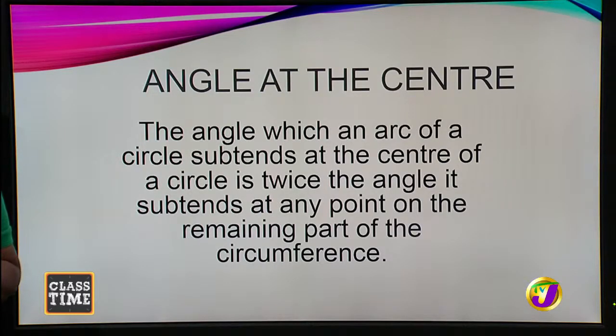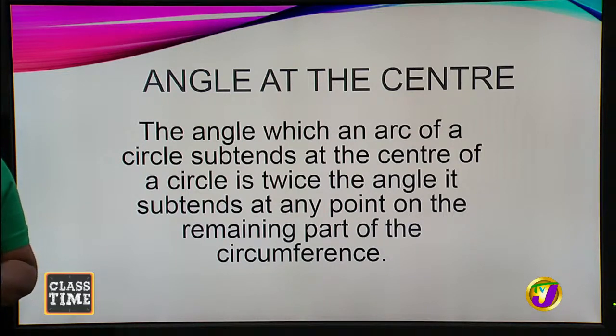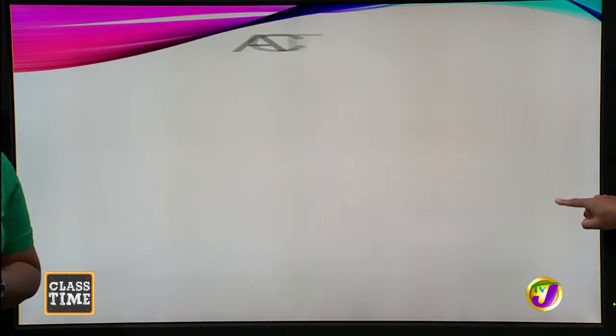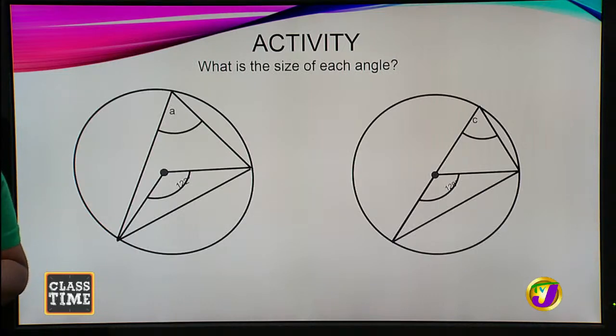And the angle which an arc of a circle subtends at the center of a circle is twice the angle it subtends at any point on the remaining part of the circumference. And that's another way of saying what we had indicated before. So repetition is good, and you can see these definitions come in all different forms. It is important that you're exposed to everything. Okay, let's look at two questions.